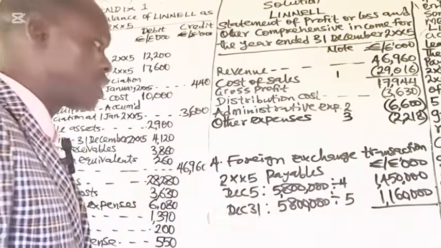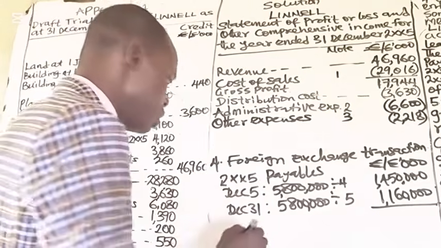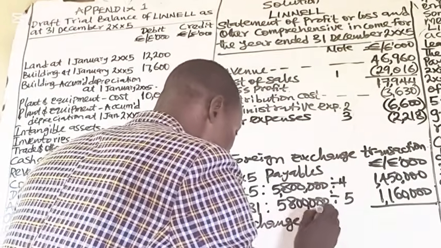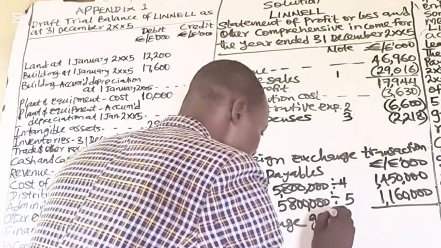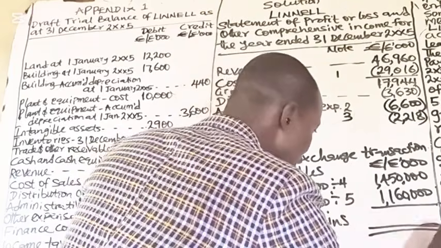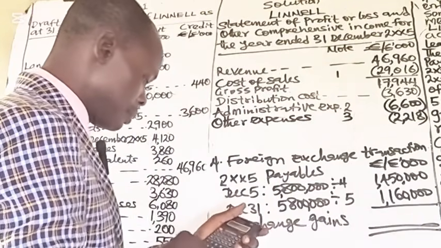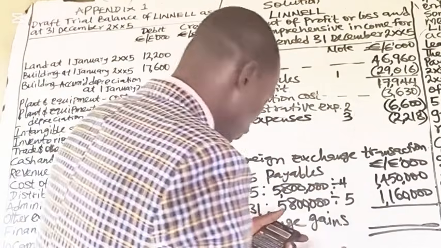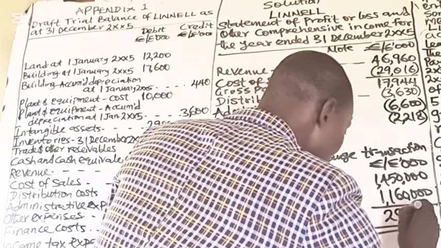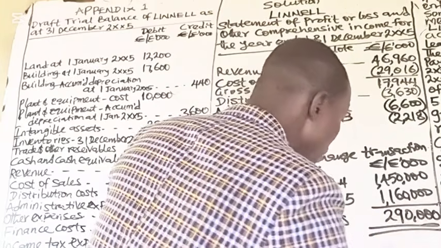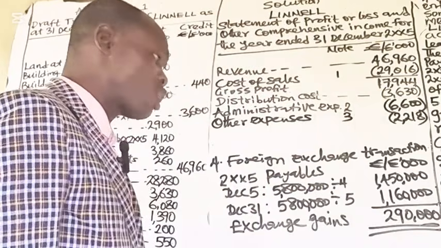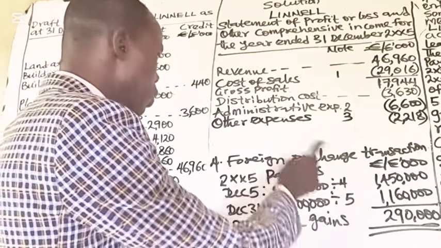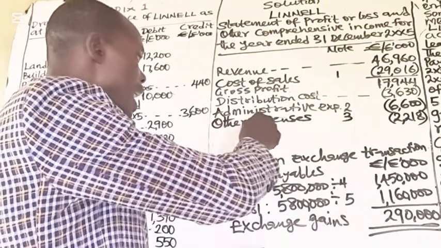Now, since the payable has reduced, that means the entity gains. So you have exchange gains. And how much is the exchange gains? The difference. You have the exchange gains of 290,000. These 290,000 will be recognized as other income, not other expenses. If it is an exchange loss, the exchange loss will have been treated as part of other expenses.